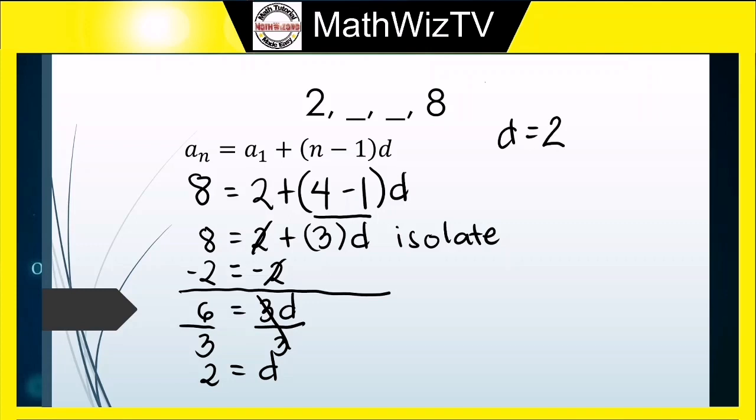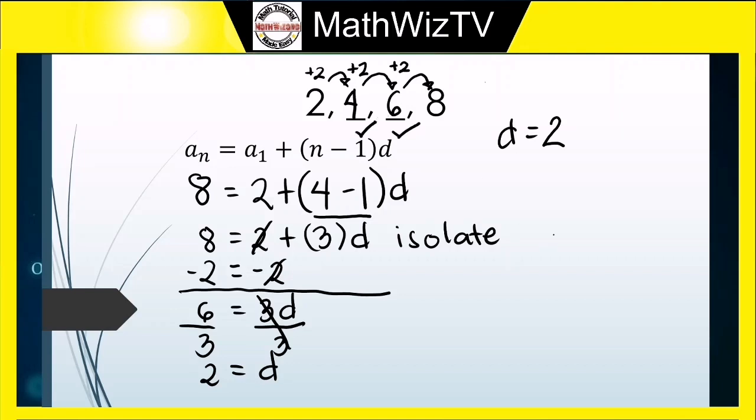So what we will do is add 2 to the next term. Say for example, the first term is 2. We need to add 2 to find the second term: 2 plus 2 is 4, which is our second term. Again, we add 2 to our 4 to find the third term: 4 plus 2 is equal to 6. Then again, we add 2 to check our answer: 6 plus 2 is equal to 8. Therefore, our answer is correct.